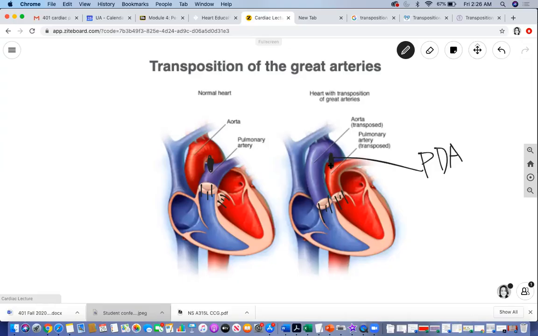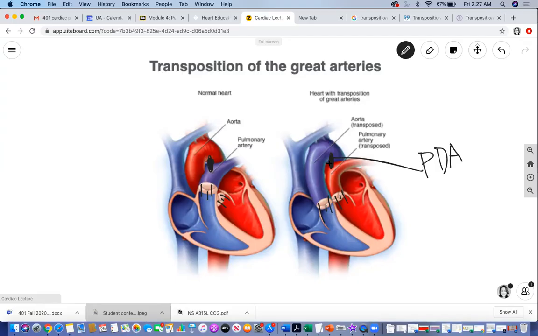What would happen to this baby if this PDA closed? Basically, you would then have absolutely no oxygen to the body, and you would have only oxygen in the pulmonary circulation. So you would need to do everything that you can to keep this open.